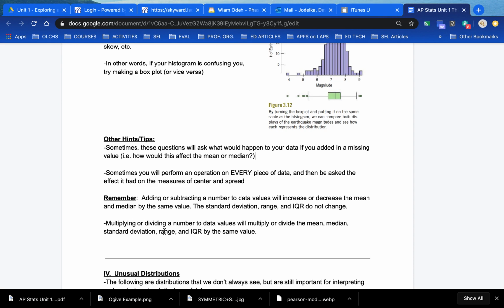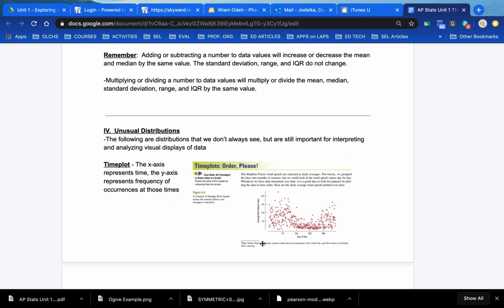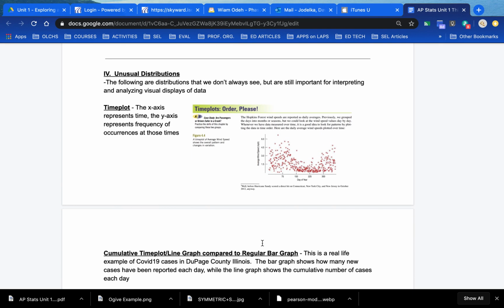Now, if you multiply or divide every point in your data set, then the mean, median, standard deviation, range, and IQR all just get multiplied or divided by that same amount. So you don't have to literally change 40 data points. If it says you doubled them all, you could just double the mean or median if you knew what it was. Okay, these guys, this may not show up.